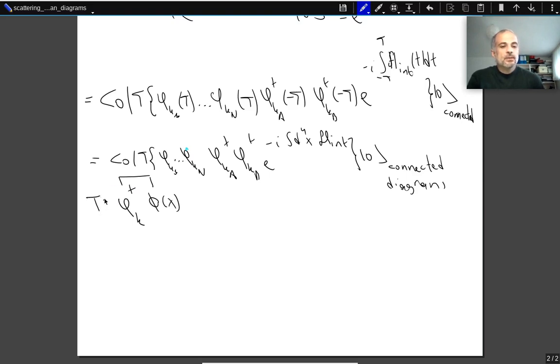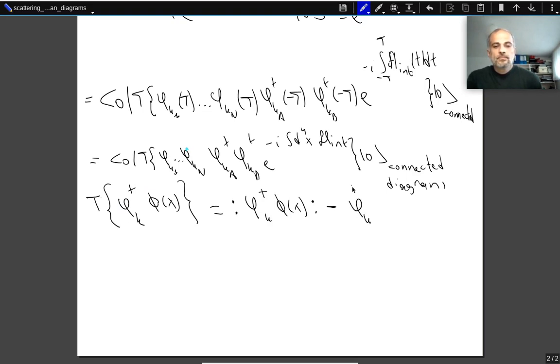Let us just consider the time ordered product of these two fields. The time ordered product becomes the normal product, phi of x, plus the contraction. So that contraction, the contraction of phi k dagger and our field at the point x, is just the time ordered product minus the normal ordered product.